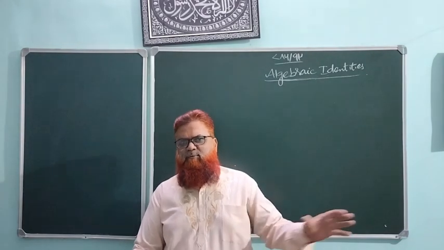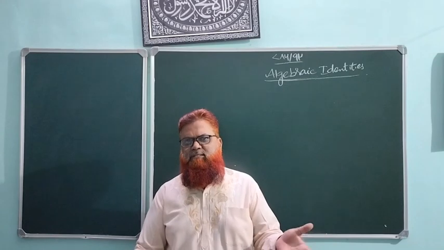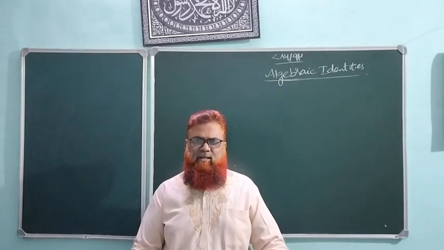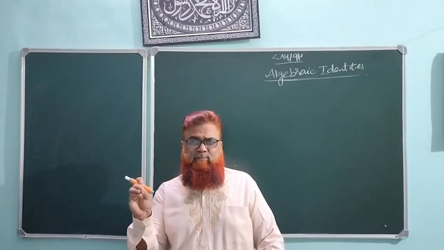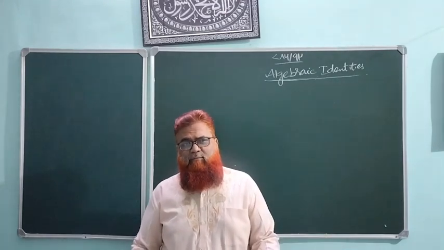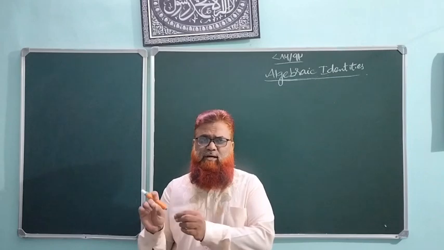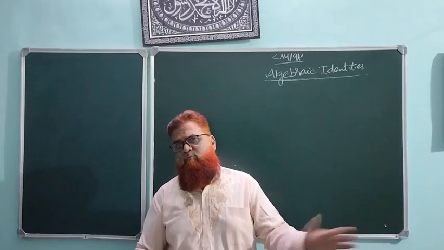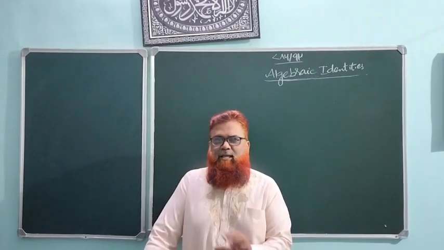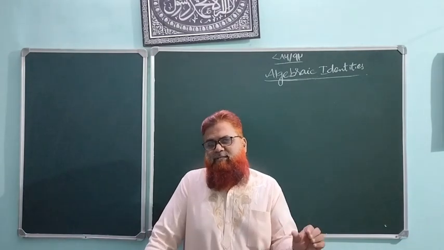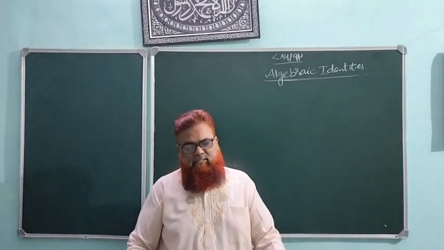For example, a plus b whole square is equal to what? A square plus 2ab plus b square. If you take only a square plus b square, what is it equated to? When you take a plus b whole square, what is it equated to? Just pick it out and equate it. 2ab is equal to what? That way I have manipulated the equations from LHS to RHS.